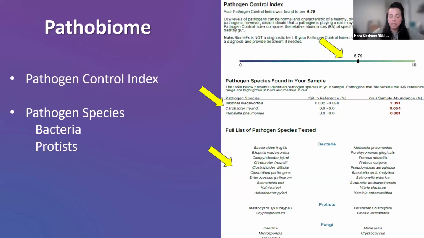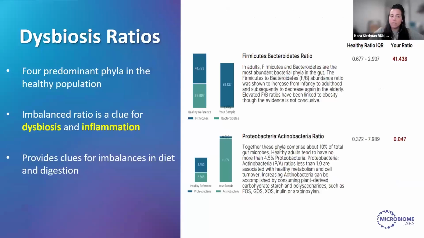So we look at different bacteria, different protists, as well as fungi. The next section of the test looks at dysbiosis ratio, so really giving us an overall balance report on how balanced the microbiome is by looking at our 4 major phyla, phyla being the largest umbrella. So we have 4 predominant phyla in a healthy population: Firmicutes and Bacteroidetes, as well as Proteobacteria and Actinobacteria. And an imbalanced ratio is really a clue for dysbiosis, as well as inflammation. And we can even get clues into imbalances in someone's diet, as well as their digestion.